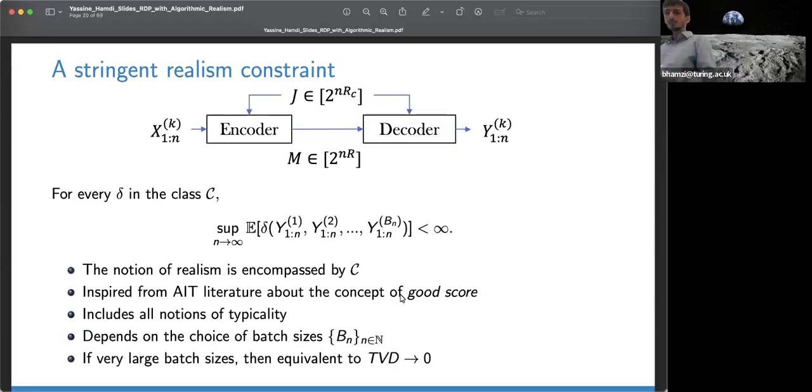And so just a few comments. This is principled in the sense that we know the notion of realism is encompassed by the values of the log-likelihood ratios. So by looking at all of them, we hope this captures realism. The specific form of having a score that doesn't explode, first, you can see it in the examples I gave, but it is also very much inspired from the algorithmic information literature about the kind of typical size we want for the score, essentially. And so this includes all notions of testing for frequency.